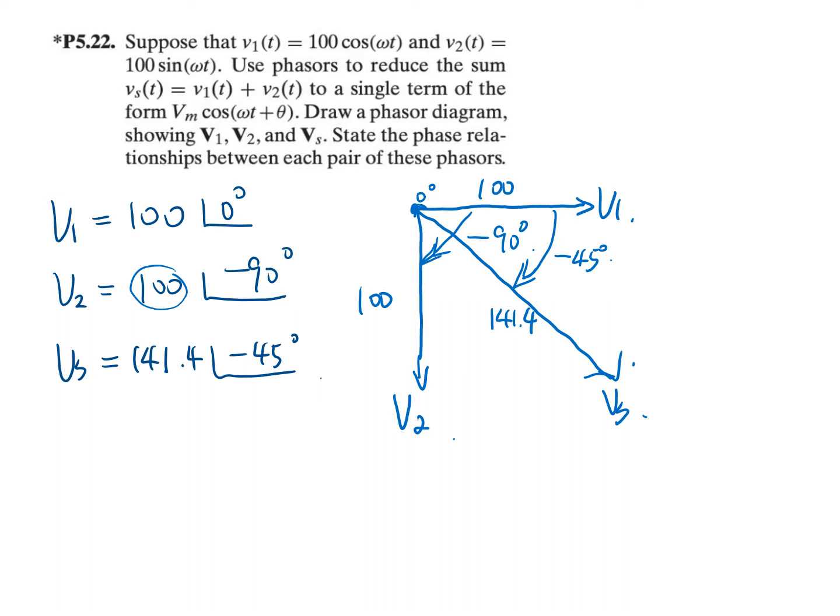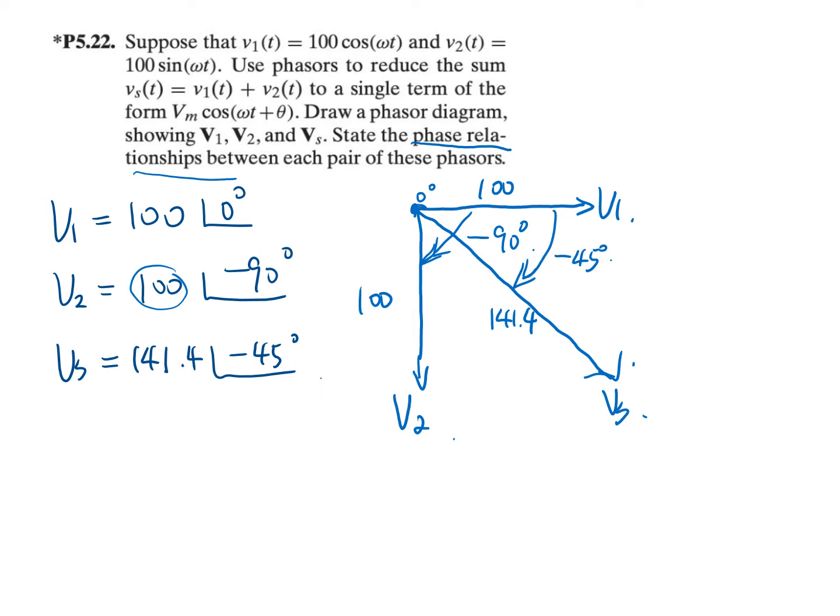Well, we are also asked to state the phase relationship between each pair of these phasors. The phasor relationship describes which phasor lags and which leads. So we have three phasors, so we can write three relationships to describe them.